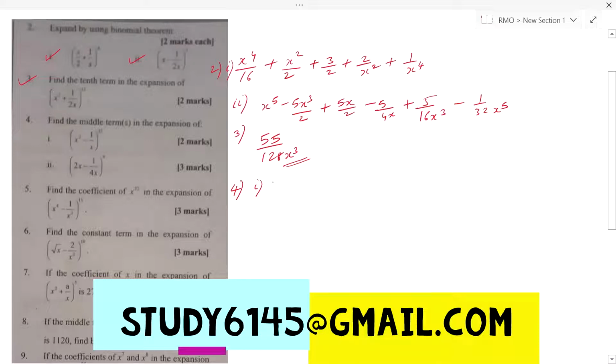Fourth one is 924 x raised to 6. Correct. What about the second part? Second part is 63x by 4 and 63 by 32x, minus 63 by 32x. Yes, minus 63 by 32x.